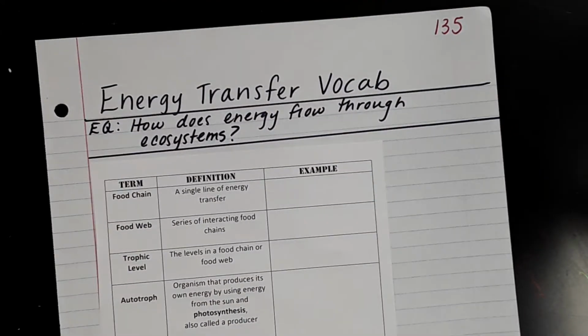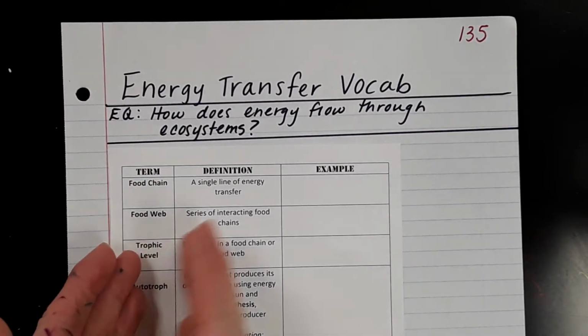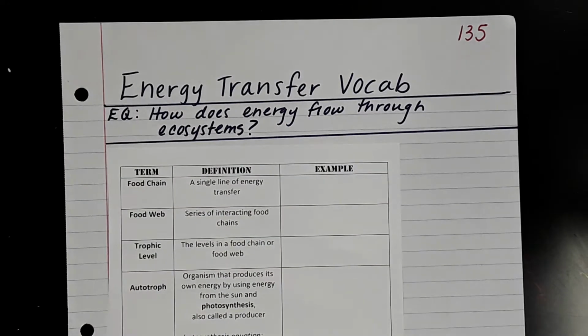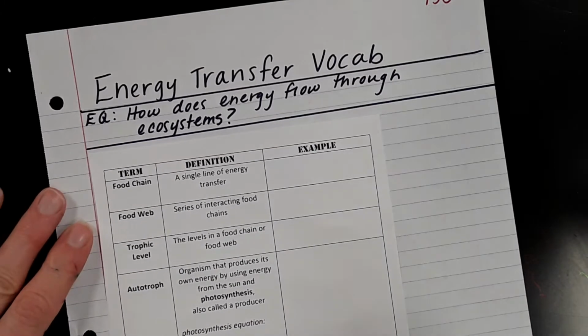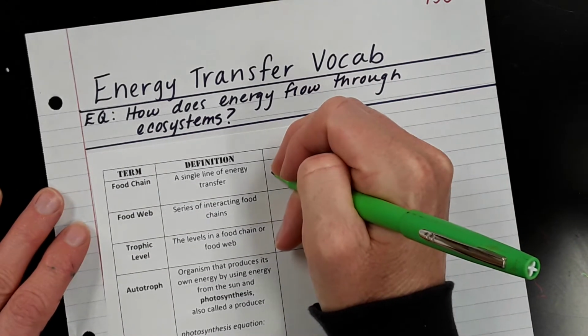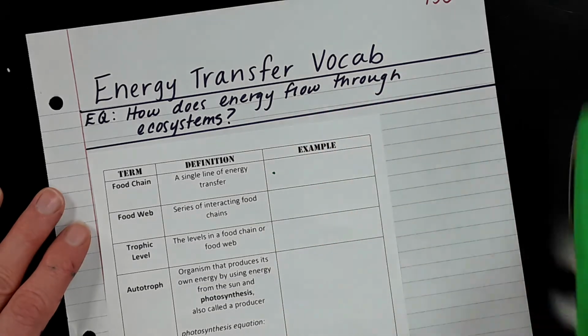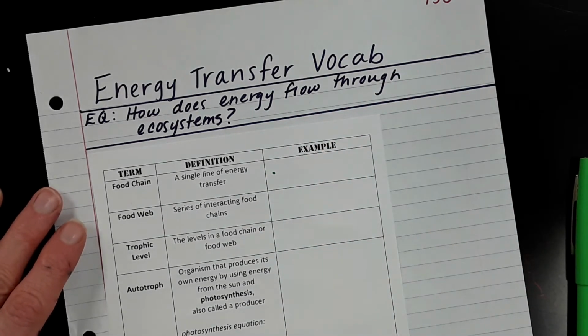What you have on page 135 is the term, the definition, and then you want to provide an example of one of these things. So, a food chain, for example, is a single line of energy that is transferring energy. We're going to start with the bottom of the food chain, which is going to be the plants, our producers. Maybe we're looking at a piece of vegetation, like let's do some berries. So we'll have some berries.